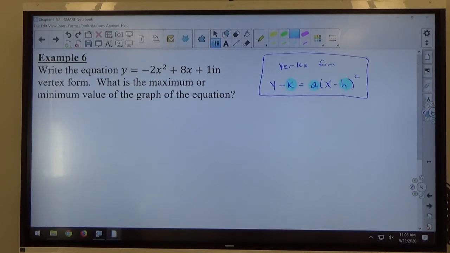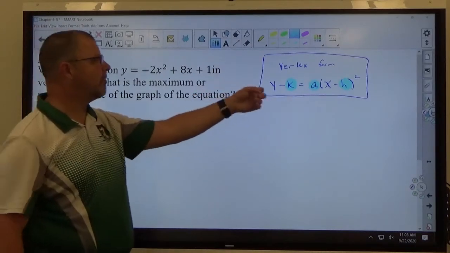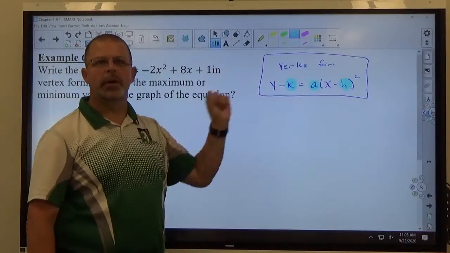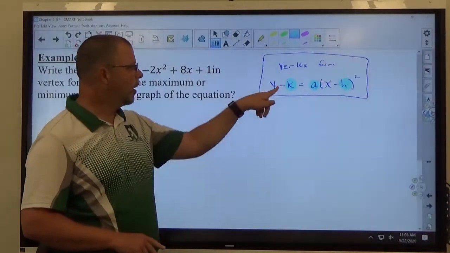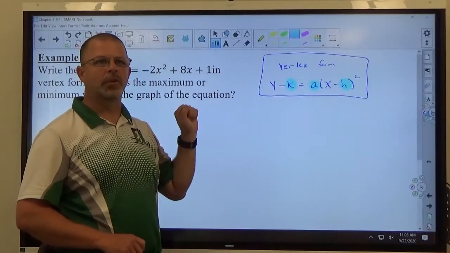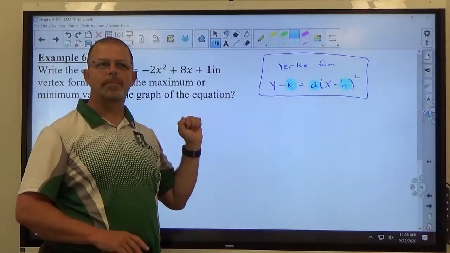Okay, just a quick word about algebraic structures of forms. Like in this case, vertex form. When you see a minus sign in the structure, that means the sign that you're looking at in the problem is opposite of what it's supposed to be. So if I see y minus 7, k is positive 7. If I see y plus 3, k is negative 3. So when there's a minus in the structure, the number that's here is the opposite sign of what it's supposed to be for real. All right?